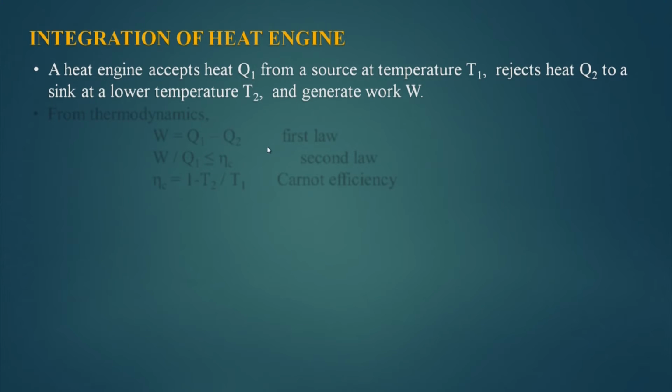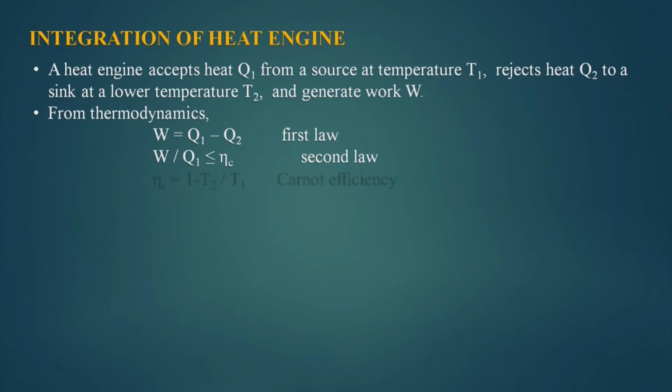So, we start first, we see the integration of heat engine. A heat engine accepts Q1 heat from a source at a temperature T1, rejects heat Q2 to a sink at a lower temperature T2, and generates work while doing so. So, from thermodynamics, W is equal to Q1 minus Q2, first law, and this W by Q1 is less than or equal to ηC, this second law, where ηC is 1 minus T2 by T1, the Carnot efficiency.